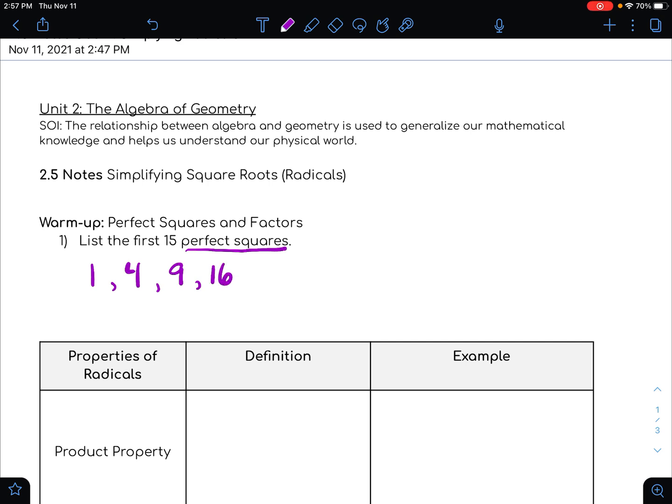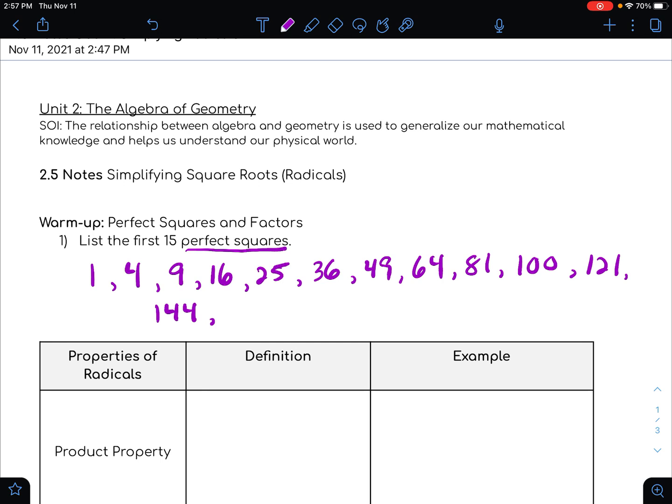So 4 squared is 16, 5 squared is 25, 6 squared is 36, 7 squared is 49, 8 squared is 64, 9 squared is 81, 10 squared is 100, 11 squared is 121, 12 squared is 144, 13 squared is 169, 14 squared is 196, and 15 squared is 225, and that would be our first 15 perfect squares.